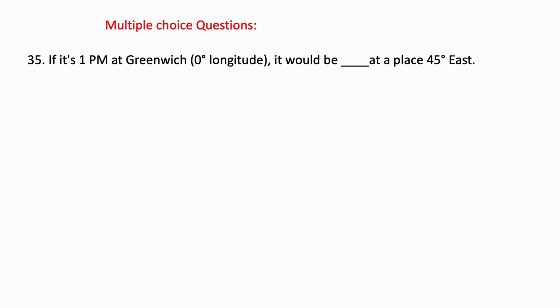If it is 1 p.m. at Greenwich 0 degree longitude, it would be dash at a place 45 degree east. Options are 10 a.m., 4 p.m., 1 p.m. Correct answer is option B 4 p.m.